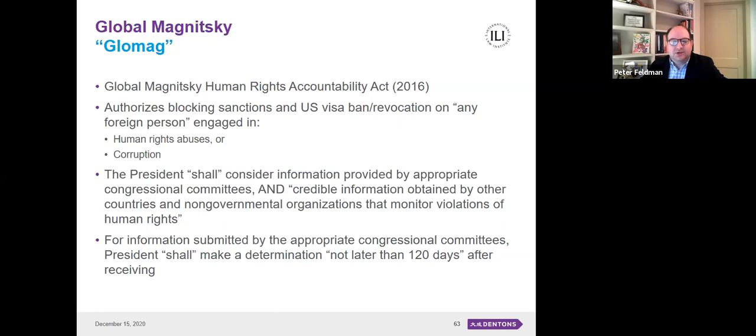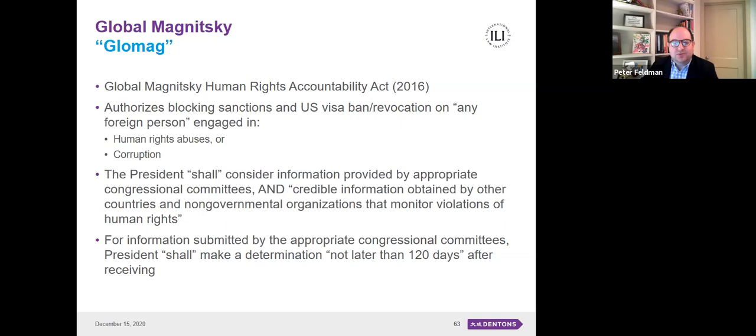But Global Magnitsky, or GLOMAG as it's come to be called, is a relatively new tool that gives the US authorities more options to penalize and try to deter human rights abuses and corruption around the world. And unlike other sanctions programs that we've talked about today, GLOMAG is not tied to any particular country or geography. So over the last little while, we've talked about China, Russia, Cuba, and Venezuela. I'm going to talk now about a sanctions authority that is agnostic as to jurisdiction.